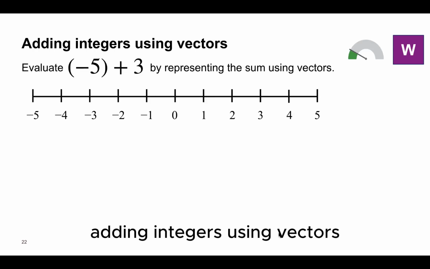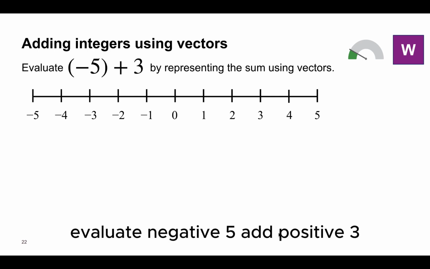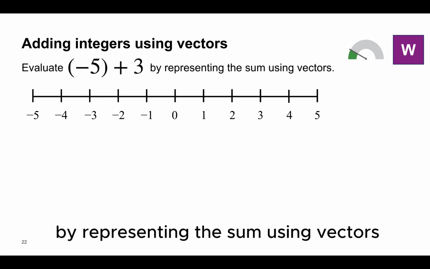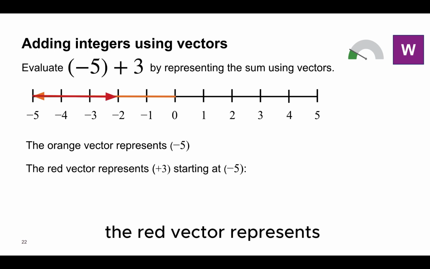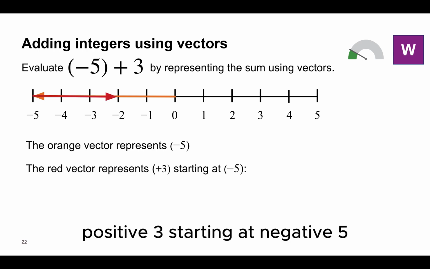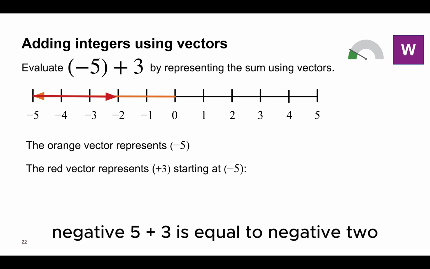Adding integers using vectors. Evaluate negative 5 plus positive 3 by representing the sum using vectors. The orange vector represents negative 5. The red vector represents positive 3 starting at negative 5. This way we figured negative 5 plus 3 is equal to negative 2.